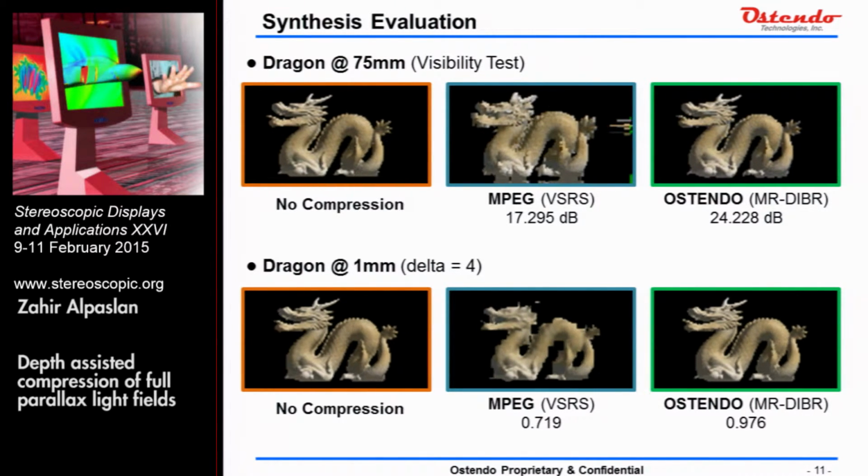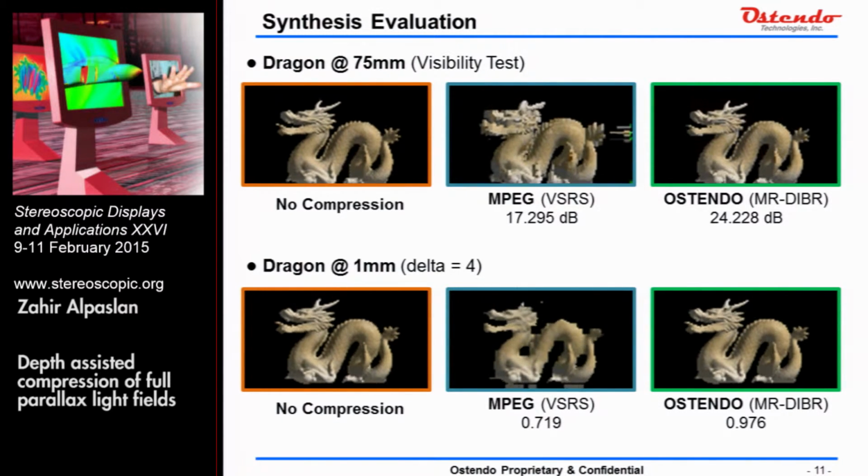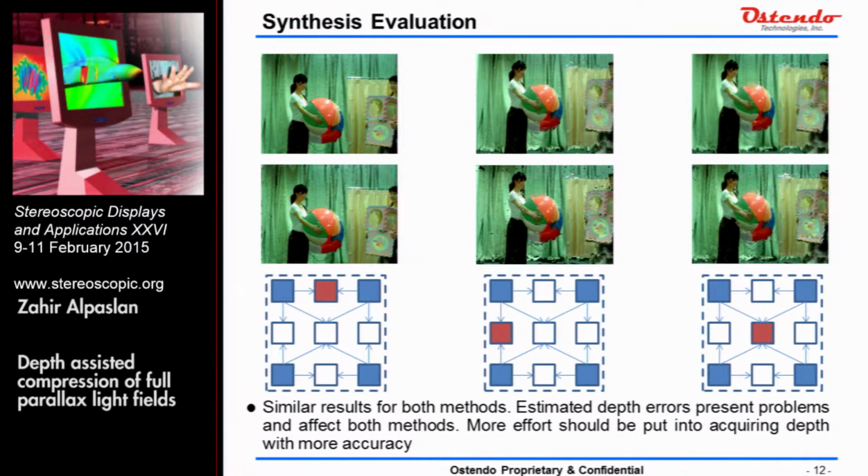So here you can see that in the case of the dragon close to the display, we also are better than the MPEG software. But the MPEG reconstruction is not suited for those types of light fields. It's suited more for the sequences that they use to test them, right? So let's see how we score with those sequences as well.